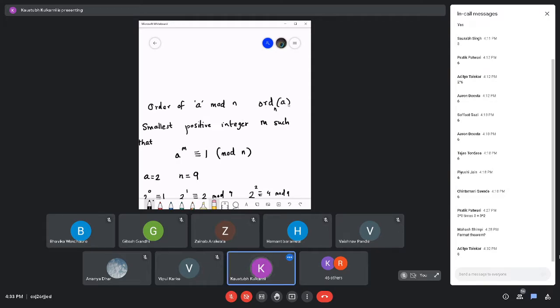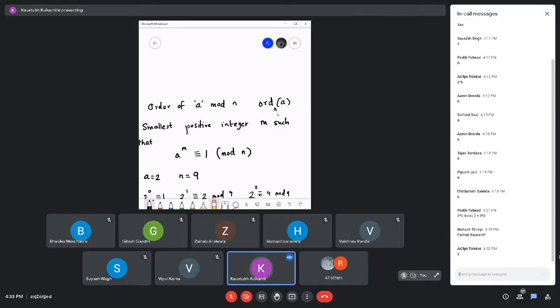Order of a mod n means that you will try to find the power of a such that when you divide that power of a by n, the remainder is 1. You try to find the power of a such that when you divide it by n, the remainder is 1. That we write as order of a mod n.